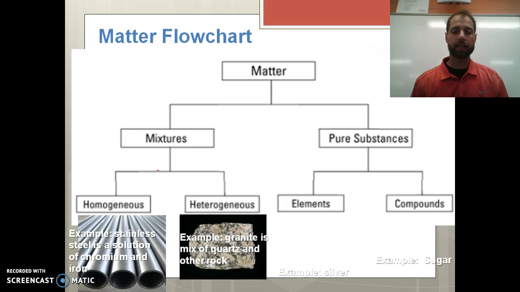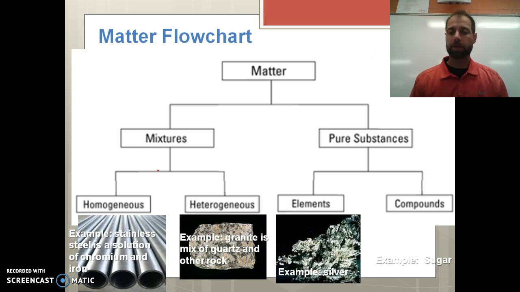For heterogeneous, the example I'm giving you is granite. Granite is a type of rock that is made up of quartz and other rock types, and this is heterogeneous because even if you look at this rock right here, depending on where you cut into it, you're going to have different amounts of quartz and different amounts of other minerals that are making up that granite.